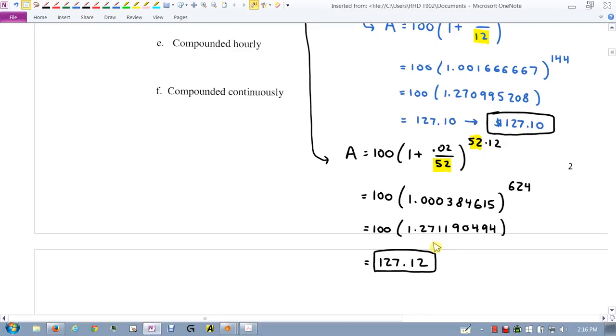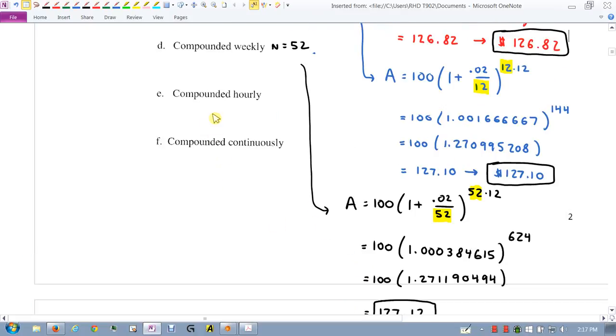And I tried to explain to you last time, it's because even though they're doing it every week, they're doing it on a smaller fraction of the money. So they take your money, they cut it into 52 pieces, give you just the interest on one piece, and they do that 52 times throughout the year. So it doesn't really accumulate the way you think it would.